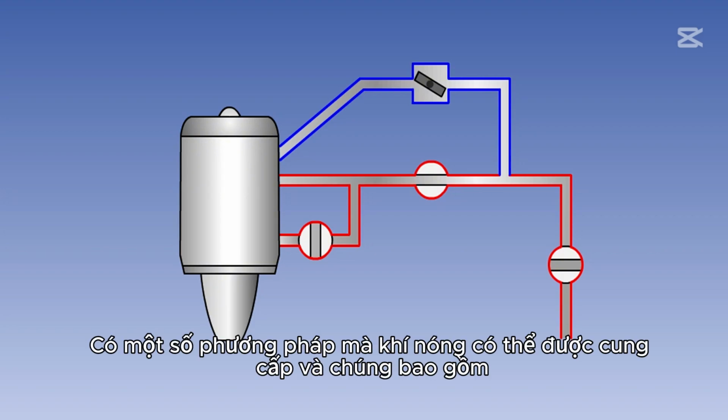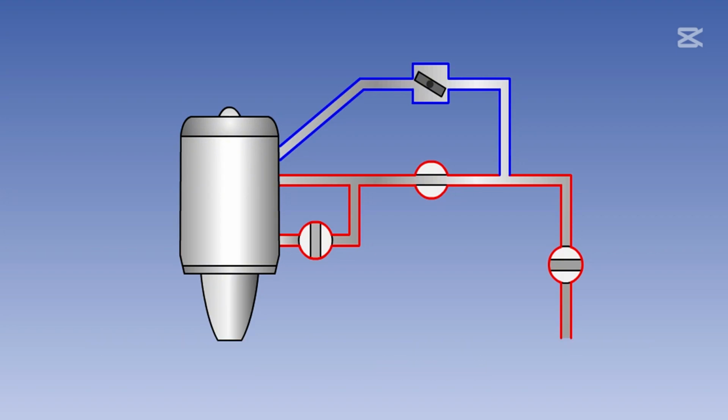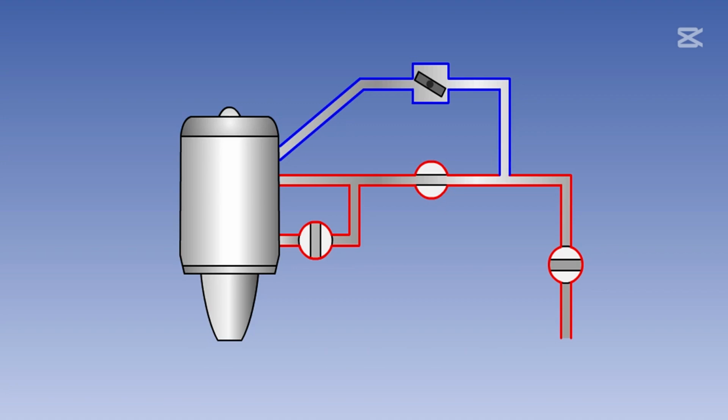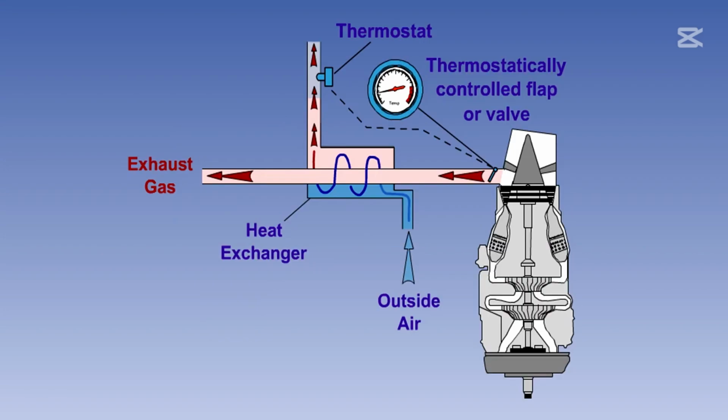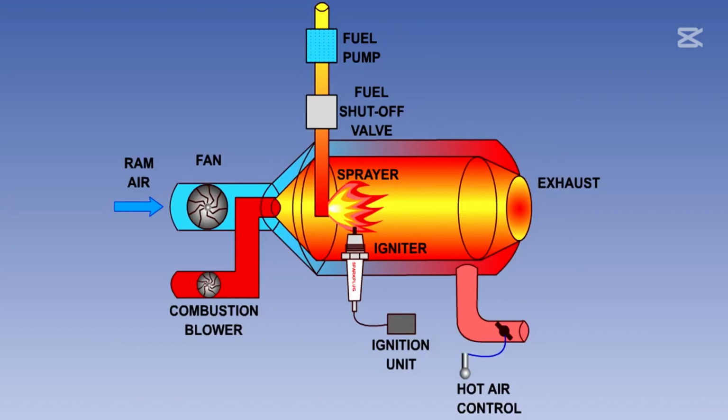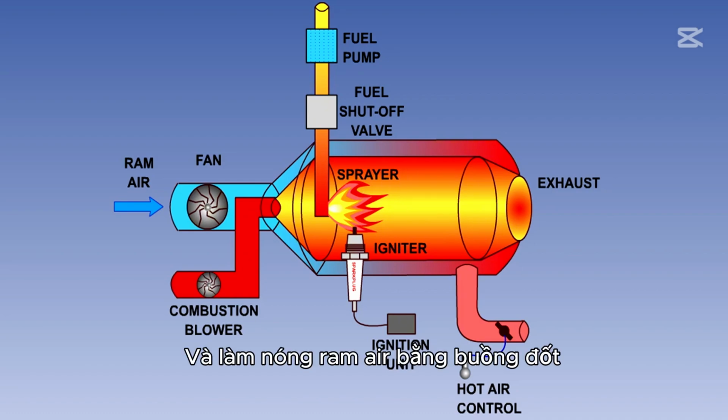There are several methods by which the heated air can be supplied, and these include the bleeding of air from a turbine engine compressor, the heating of ram air by passing it through a heat exchanger located in an engine exhaust gas system, and the heating of ram air by a combustion heater.